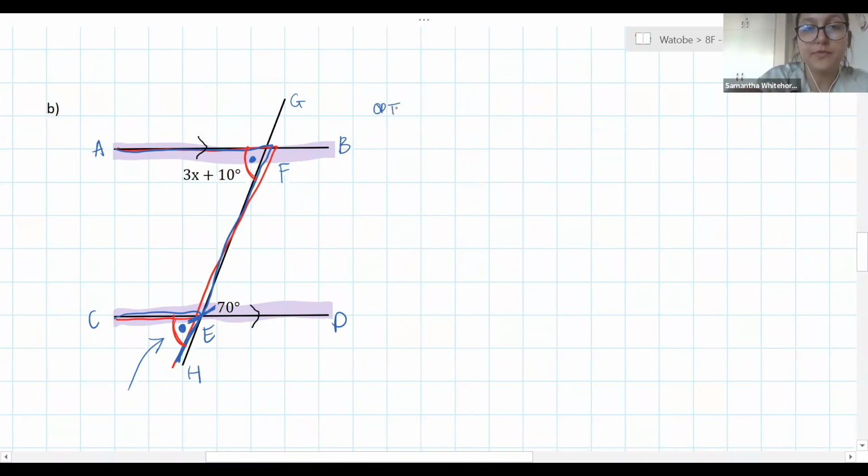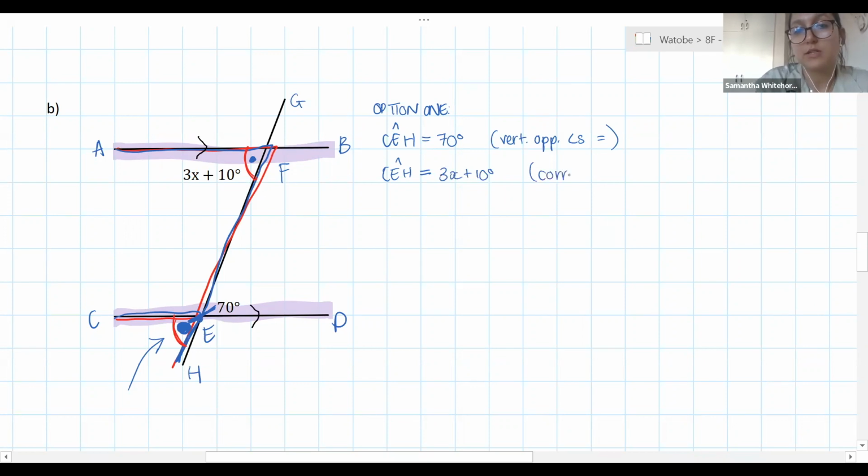So option 1 for this answer is to say that angle CEH, and remember, when I've got an angle with 3 letters, the little hat always goes on the letter in the middle that represents the vertex or corner of the angle. So we know CEH is equal to 70 degrees because vertically opposite angles are equal. And now I know that angle CEH, that bottom one over here, must be equal to angle 3x plus 10 because of my F shape, because they are corresponding angles. Now I've added labels to these lines, so my 2 parallel lines are AB parallel to CD, which I always add in my reason.